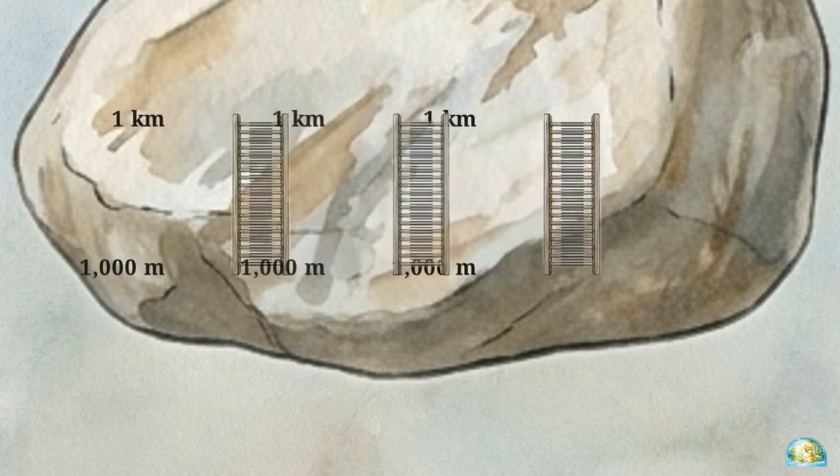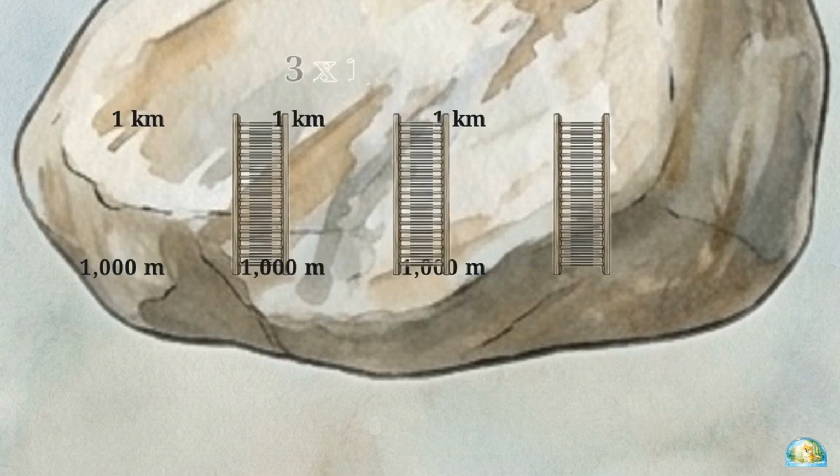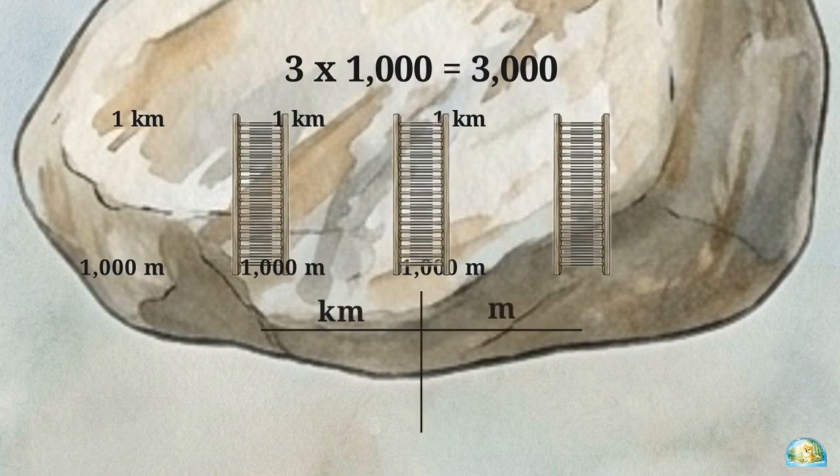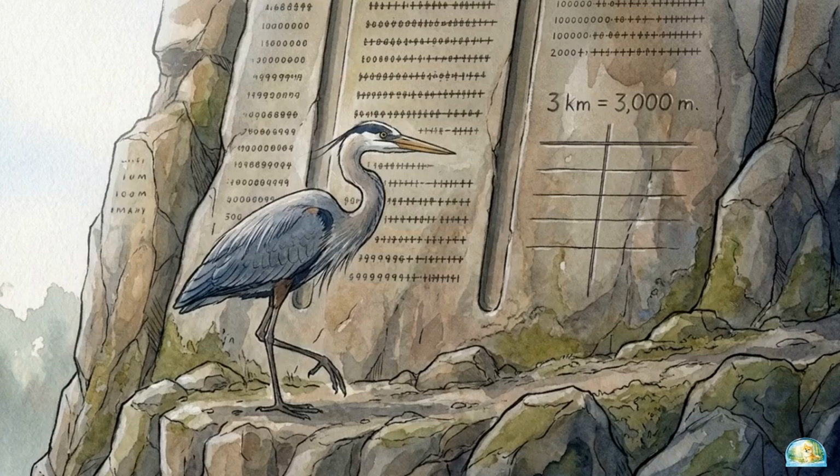To find the total meters in 3 kilometers, we multiply by the unit relationship. 3 times 1,000 equals 3,000. 3 kilometers equals 3,000 meters. We record this in our table as the pair 3, 3,000. Multiplying by the unit relationship allows us to describe the exact same physical distance using a smaller, more precise unit.